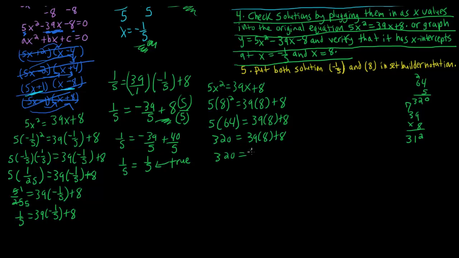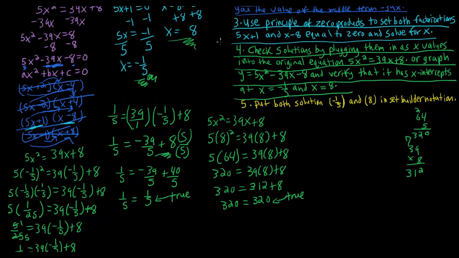So 320 equals 312 plus 8. 320 equals 312 plus 8 is just 320. 320 equals 320. And that's true. And because that's true, then we know that our solution right here, x equals 8, is indeed a solution.